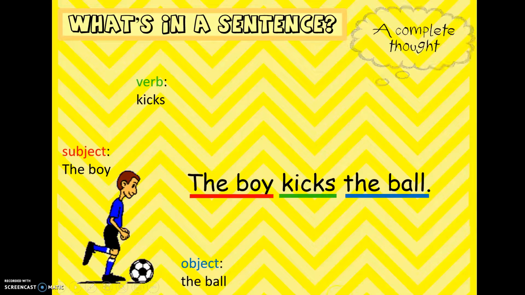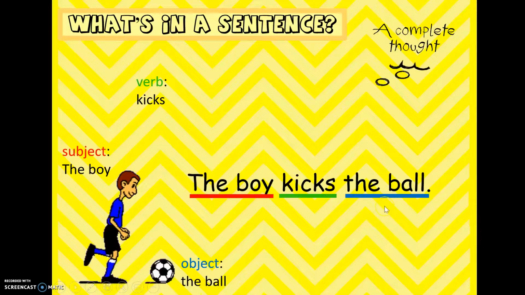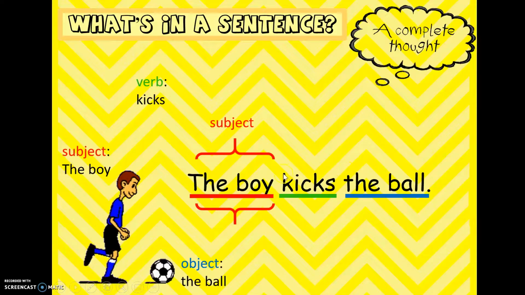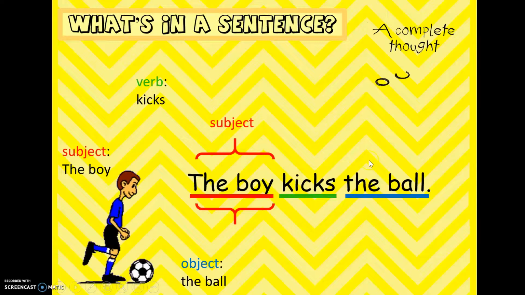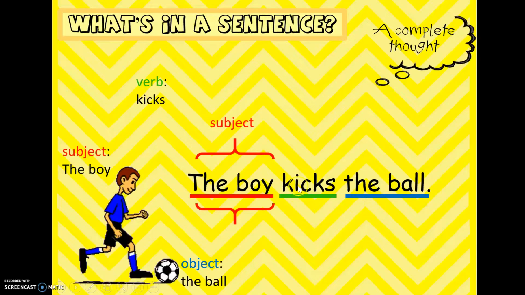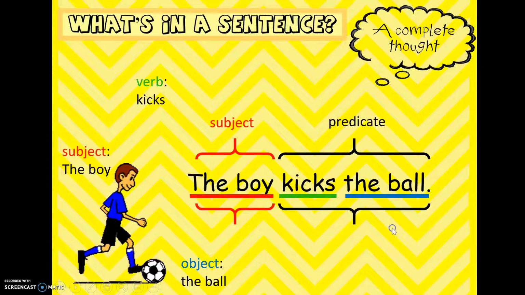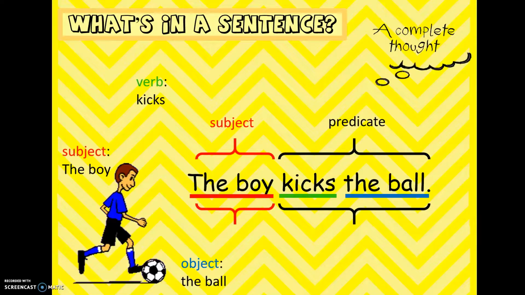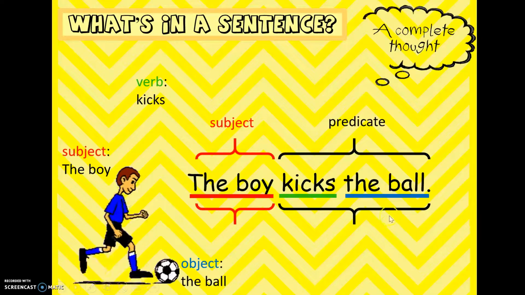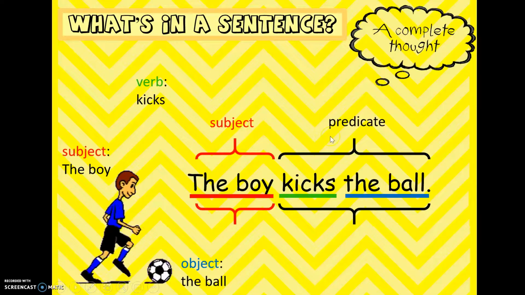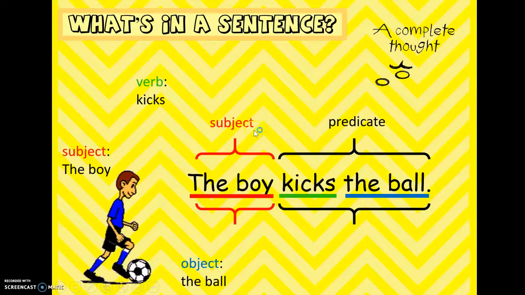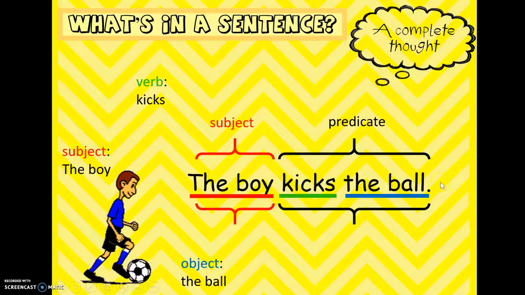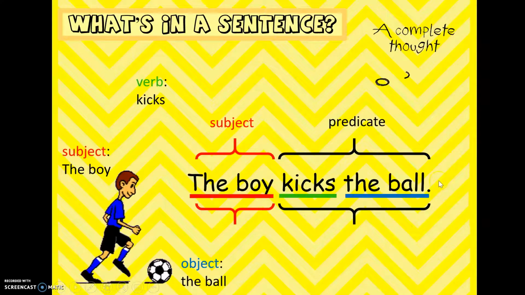Now you can also break up a sentence into 2 parts. The subject, which we've already spoken about, we know is the boy. And the whole rest of the sentence, everything that follows from the verb onwards, is called the predicate. You have to do this a lot in grade 6, where you have to break up sentences into the subject and the predicate. So remember, the subject is who or what is doing the verb, and the predicate is the rest of the sentence from the verb to the end.